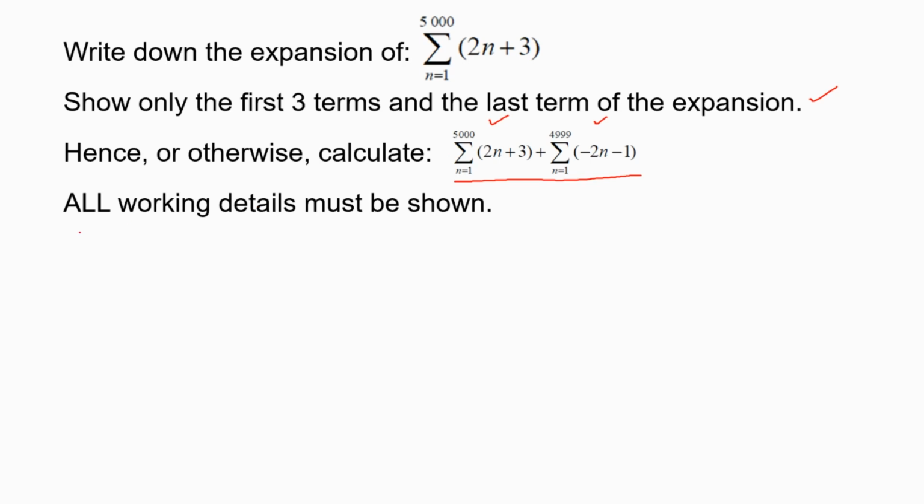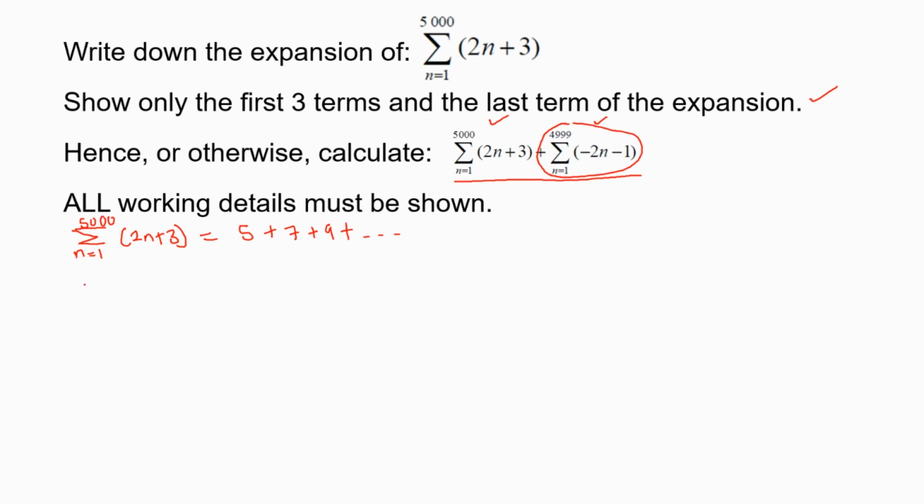So we did the first part. We found out that this summation, n is equal to 1 to 5,000 of 2n plus 3, is equal to 5 plus 7 plus 9 plus, it goes on like that, up to term number 5,000. Right, and then let's do this one here.